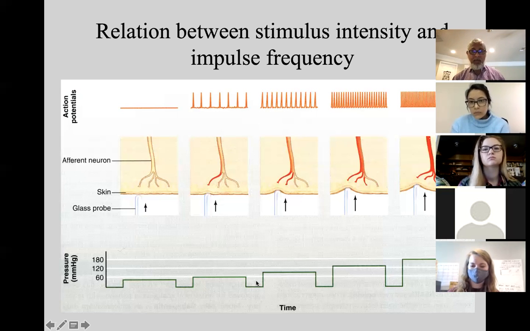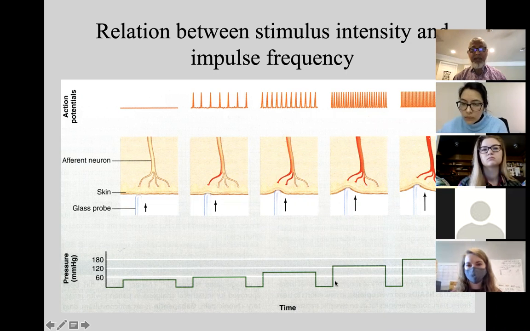Now, if you increase the signal intensity to about 100 millimeter of mercury, you see the glass probe is pressing a little harder. Now, instead of one, two branches are producing action potential. See, the frequency of action potential is going up. If you go up further to about 130 millimeter of mercury, look at the indentation of the skin, and three of the fibers out of four are sending signal. So the frequency of action potential is even more.